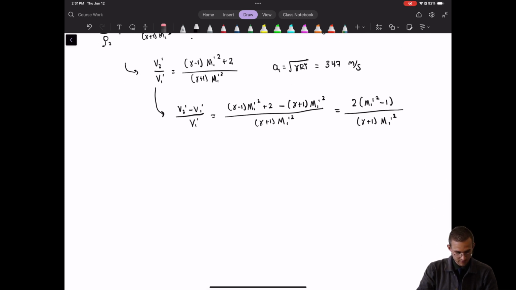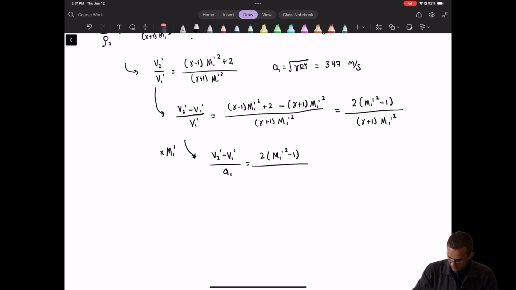Okay? So actually what we're going to do is multiply both sides by M1 prime. So if we multiply both sides by M1 prime, what you end up with is V2 prime minus V1 prime divided by A1, which then is equal to 2 times M1 prime squared minus 1 divided by quantity gamma plus 1 M1 prime. Okay?